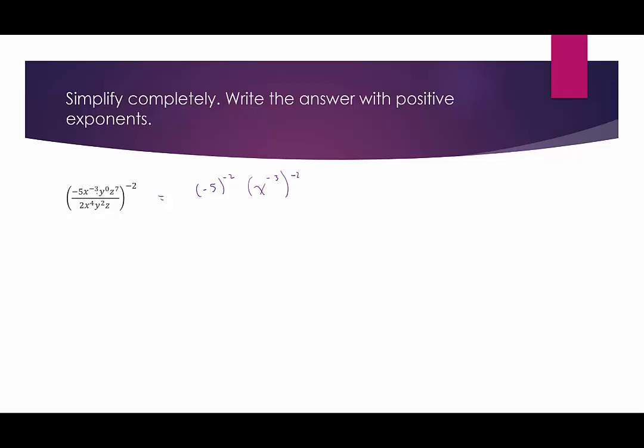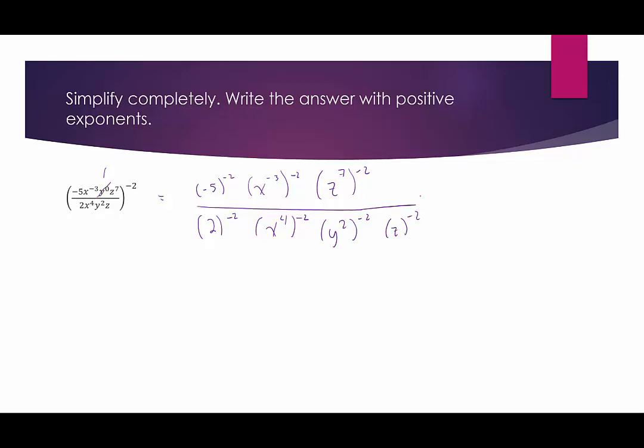Wait a minute, y to the 0, I'm going to go ahead and get rid of that. Y to the 0 is just 1, so that factor just goes away. It becomes 1, which we don't need, so I don't need to worry about that. Then we have z to the 7th to the negative 2. In the denominator, we have 2 to the negative 2, x to the 4th to the negative 2, y squared to the negative 2, and z to the negative 2.